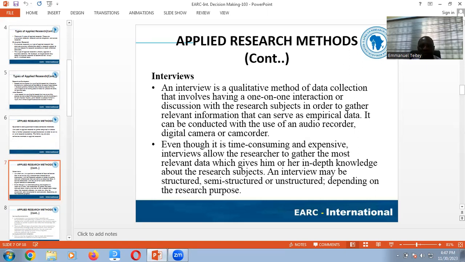Even though it is time-consuming and expensive, an interview allows the researcher to gather the most relevant data, which gives him or her in-depth knowledge about the research subject. An interview may be structured, semi-structured, or unstructured, depending on the research purpose.